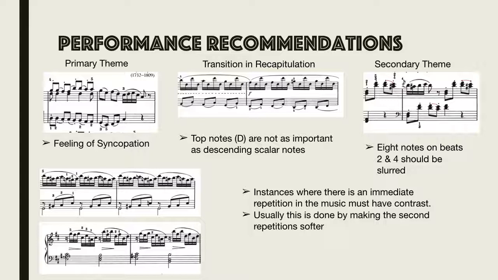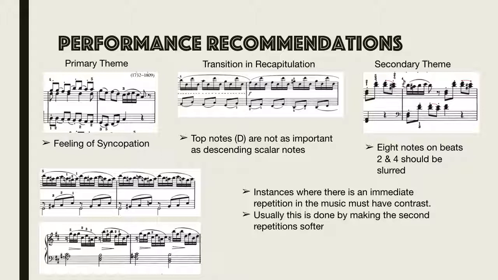In the transition of the recapitulation, we have that octave, as well as the 6-5-4 scalar movement. The octave is not what's important. It is something that makes it different and maybe a little bit more interesting, but it is not the melody. What is the melody is the 6-5-4-3, that descending scalar thing that we have been talking about a little bit.